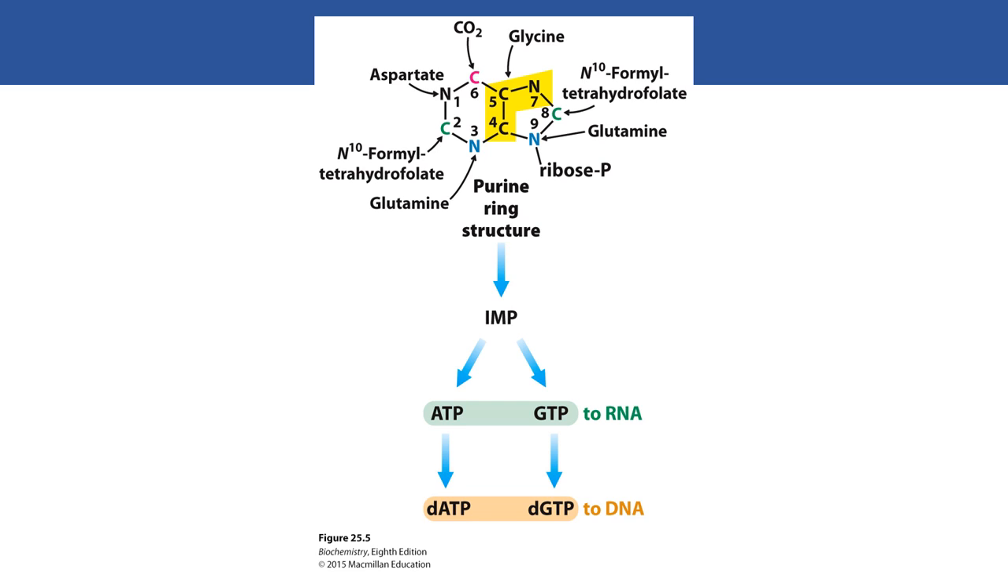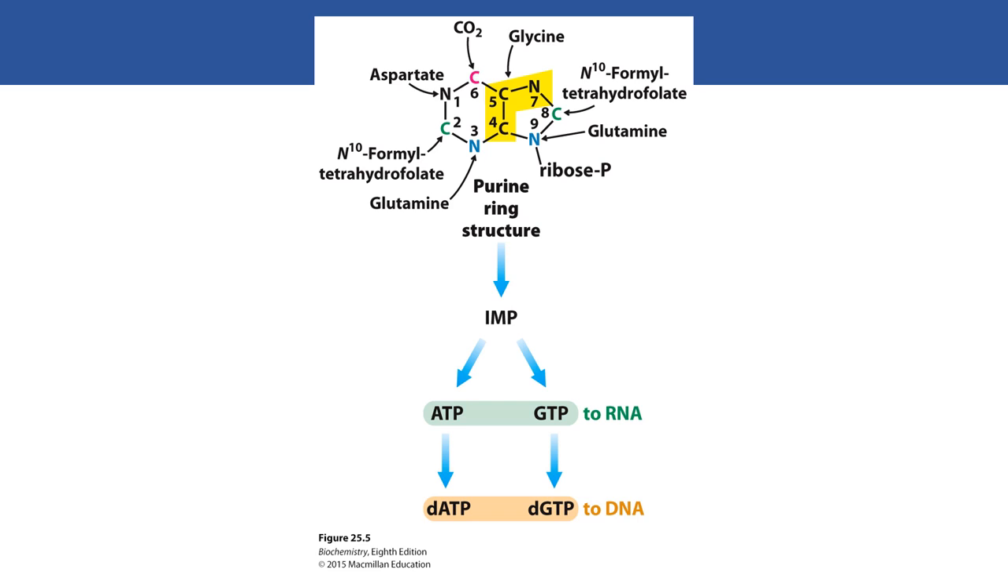So from here we're going to have a purine formed. We're going to go to IMP, and from IMP we can separate into the two RNA nucleotides, ATP and GTP, and then from ATP to dATP, there's a simple dehydroxylation reaction that occurs for both when we convert from RNA to DNA.